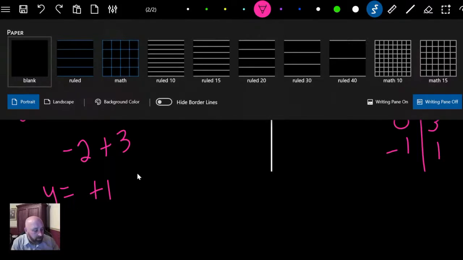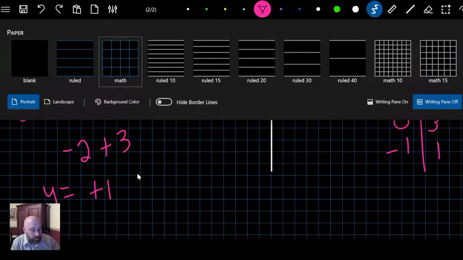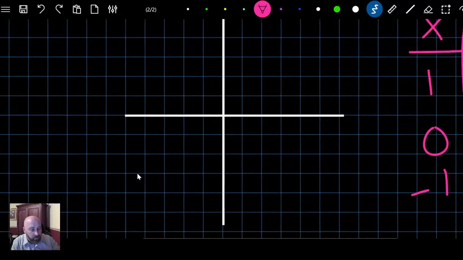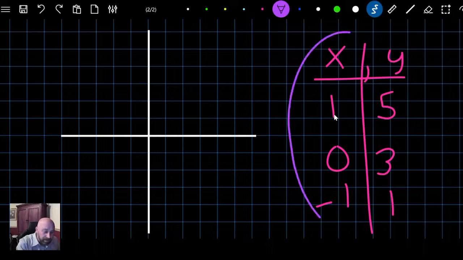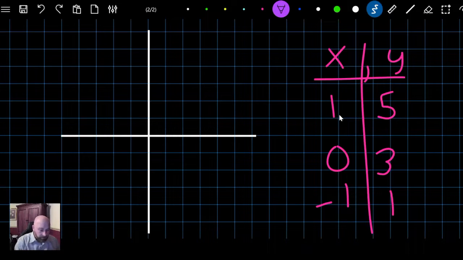So let's go back over here. Let's put this back up, and let's try to graph this now. Okay, so I did our XY chart over here so that we could see it while we're graphing. You can do it anywhere you want. It doesn't have to be right next to your graph, but I did it so that we'd be able to see it as we're graphing. So let's go ahead and try it. Let's do this one first.